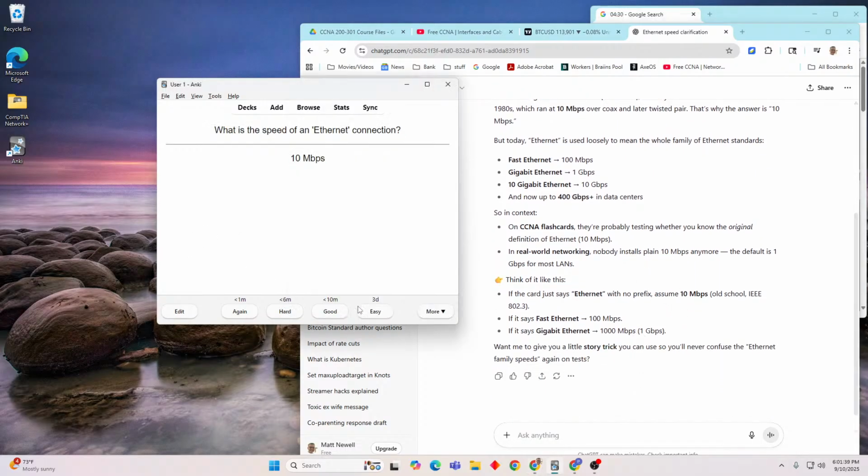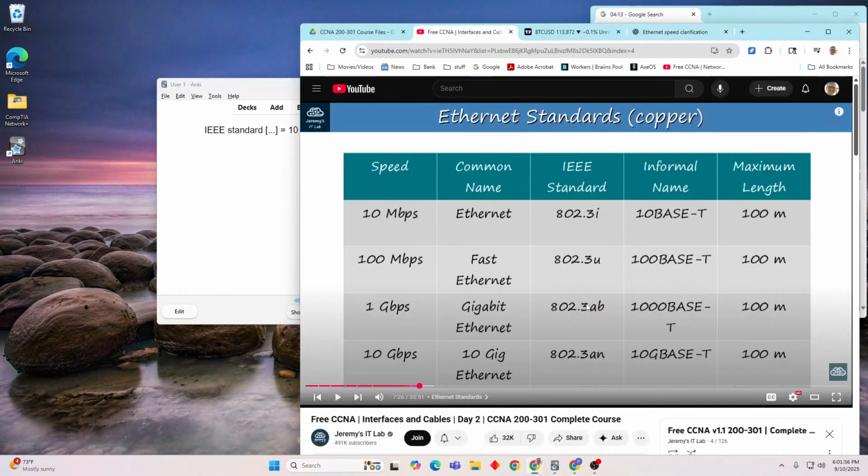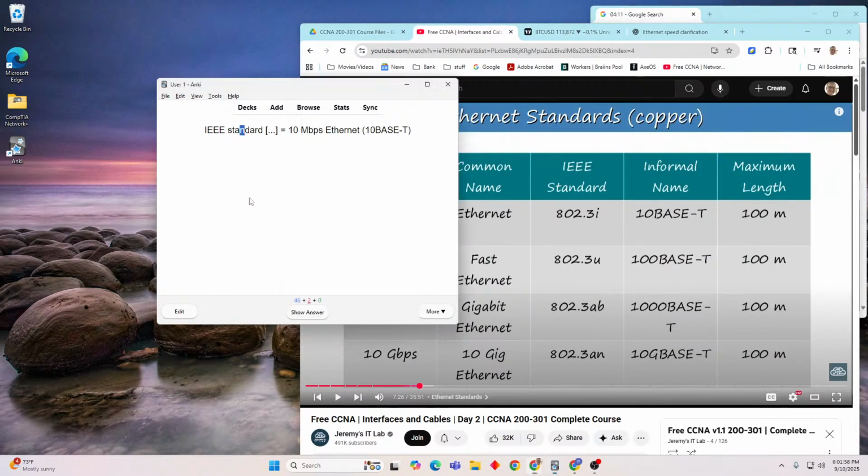Okay. Never again, please. What is the speed of a 10 gigabit Ethernet? 10 gigs? Okay, IEEE standard blank is equal to 10 megabits per second. Well, I have somewhere where I can go look. 10 is 802.3i.